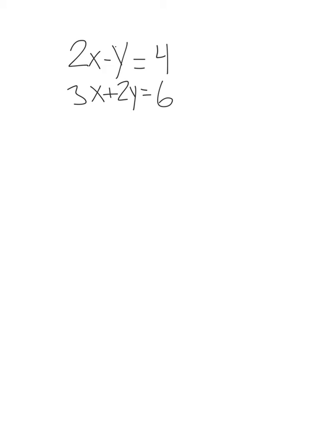Well, I have 2x and 3x. If I add or subtract my equations, I won't be able to eliminate a variable. 2x plus 3x is 5x. 2x minus 3x is negative 1x. X won't be eliminated.